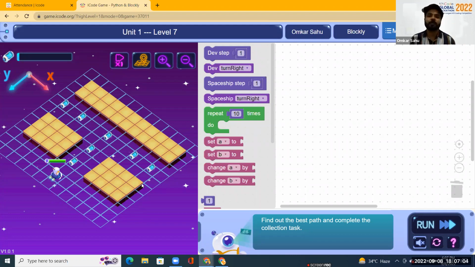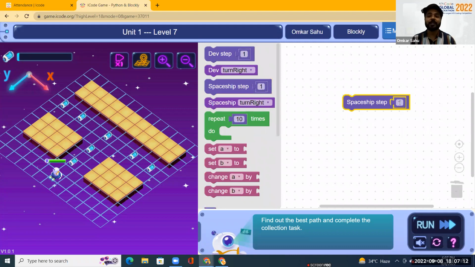Okay, so let's write the program. The spaceship will be moving, so we'll drag the block that says how many steps the spaceship should take. Count it: 1, 2, 3, 4, 5, 6 steps. So we'll ask the character to take 6 steps and then take our right turn. This will be right and this will be left. We ask the spaceship to take a right turn, drag the block, connect it below, and then ask for 1, 2, 3, 4, 5 steps to be taken. So we ask the spaceship to take a 5-step movement.